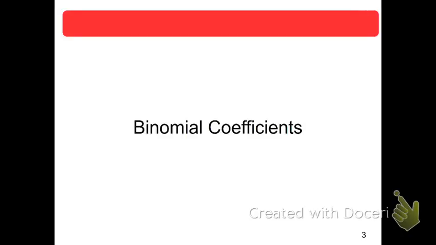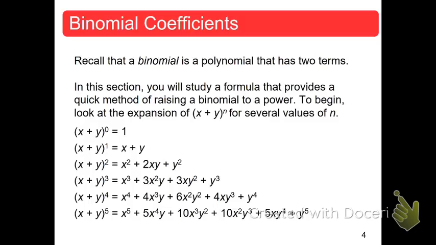Okay, so some things about binomial coefficients. First thing here, recall that a binomial is a polynomial that has two terms. In this section, we'll study a formula that provides a quick method of raising a binomial to a power. To begin, look at the expansion of x plus y to the n for several different values of n.